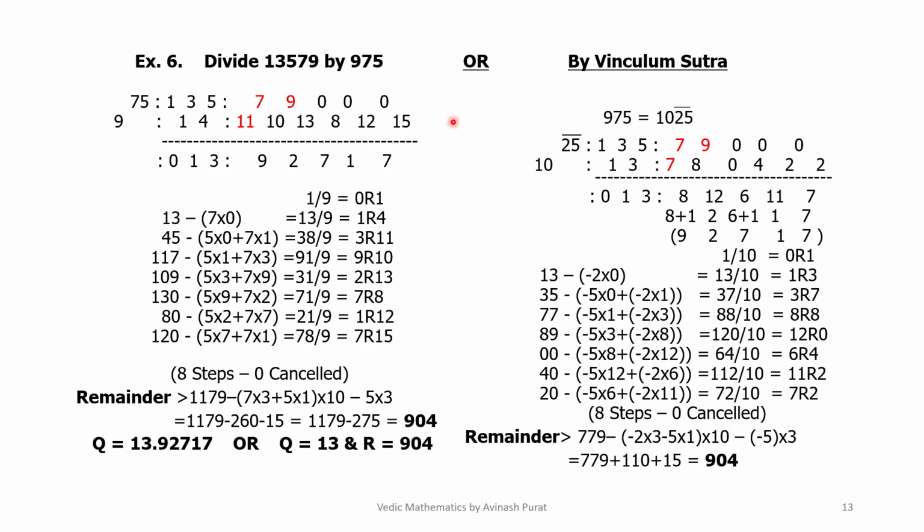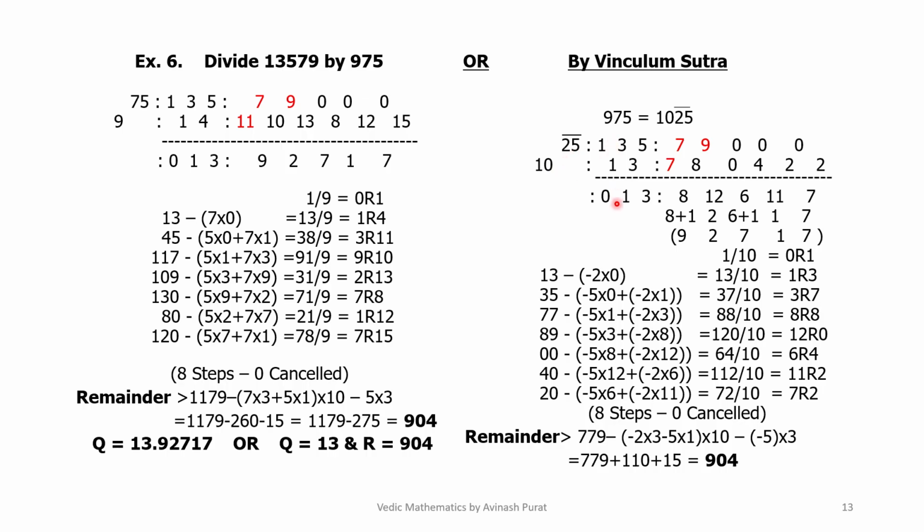Same example we take by Vinculum Sutra. 975 is equal to 10 bar 25 bar 2 bar 5. So 10 is the first divisor and 25 bar 2 bar 5 is the second divisor, taken as Dhvajanka.